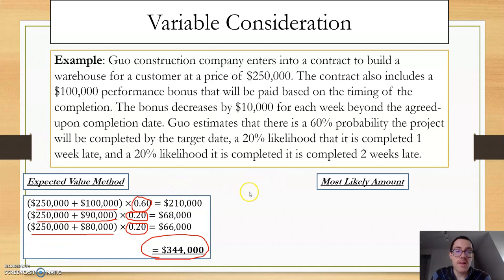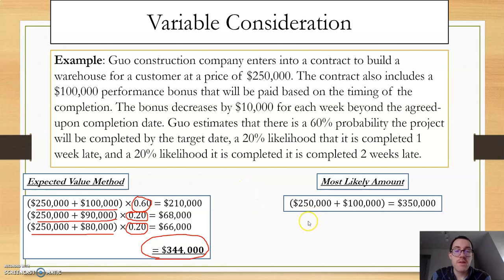The other approach is the most likely amount. And so then we would just say, hey, the most likely outcome is that we finish by the completion date, so we should recognize $350,000 of revenue. Most likely amount wouldn't be used in this case. You would usually use that method if you have something like maybe 2 possible outcomes and one of the outcomes is much more likely. Like you have an 80% chance of getting a drug patent or something, and a 20% chance you don't get it. It'd have to be at least, I don't know, say 80% likelihood one way for you to use the most likely amount method.